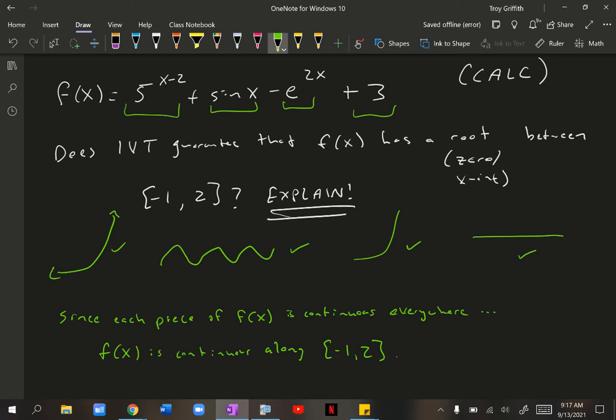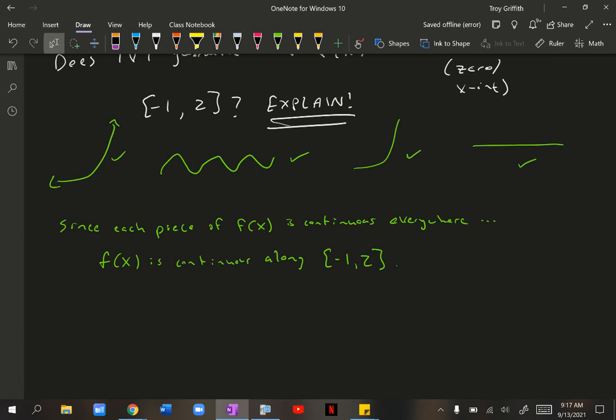Each piece of this is continuous everywhere, and when I say each piece, I'm not talking about a piecewise function. I'm just saying if I took each element of this function and added them all together, if I take a bunch of continuous elements and add or subtract all of them, I get something that's continuous when I'm done. So we can use the intermediate value theorem here to try to figure this out.